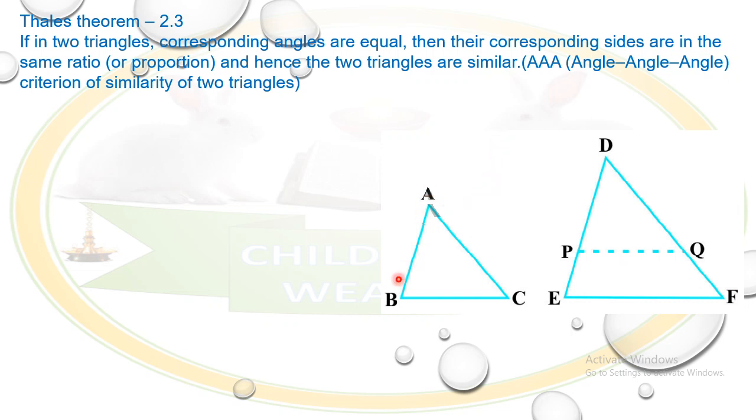Take two triangles, ABC and DEF. In these two triangles, the corresponding angles are equal, that is angle A is equal to angle D, angle B is equal to angle E, angle C is equal to angle F. If this is the case, then we can say these two triangles are similar, meaning these two triangles are proportionally similar.